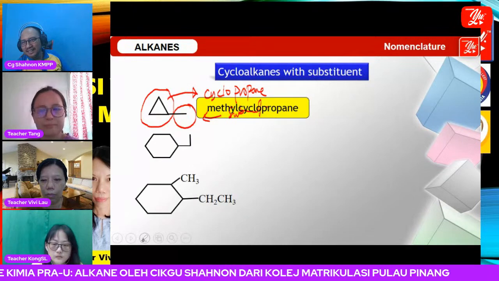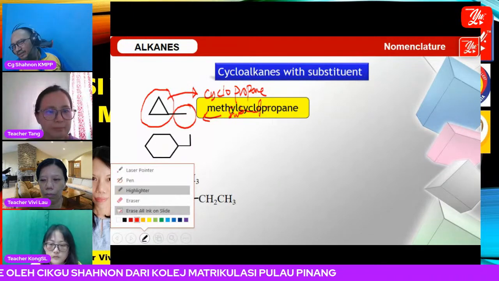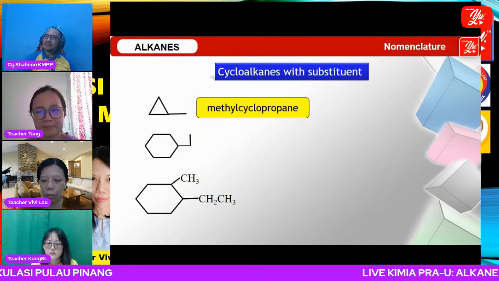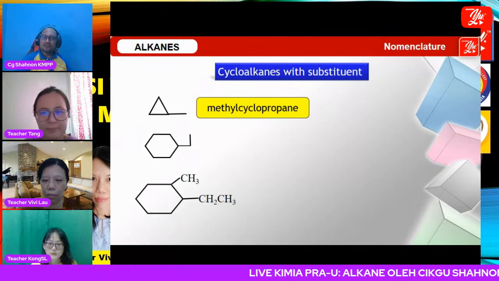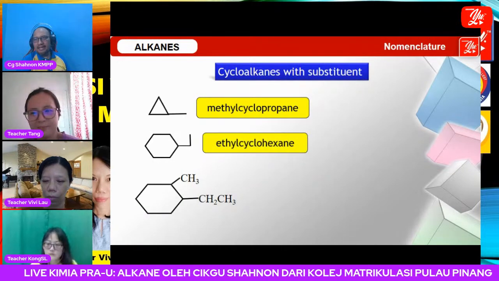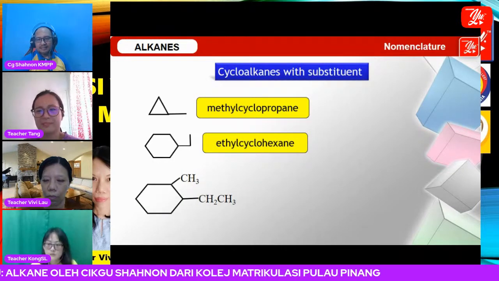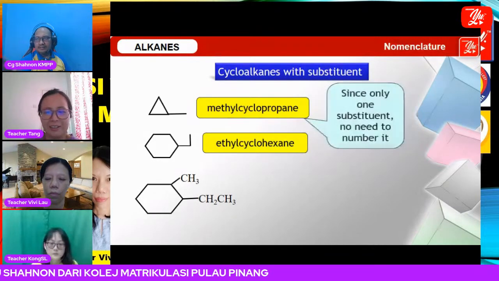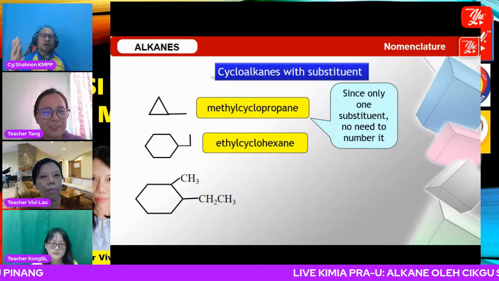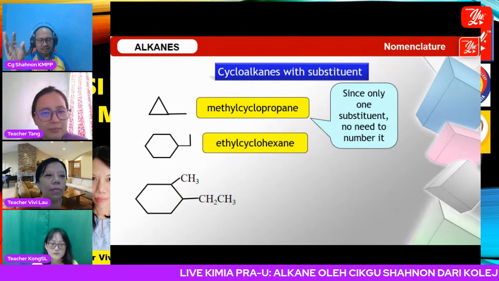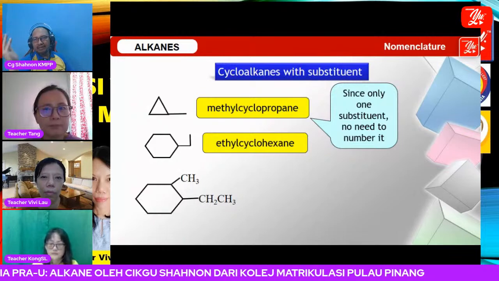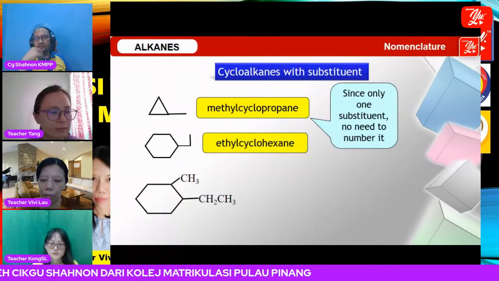The name for this structure is methylcyclopropane. The second one, ethylcyclohexane. And the third one, since there is only one substituent, no need to number it. If you put 1-methylcyclopropane, no, that is not the proper name for a cyclic alkane with substituent, right?